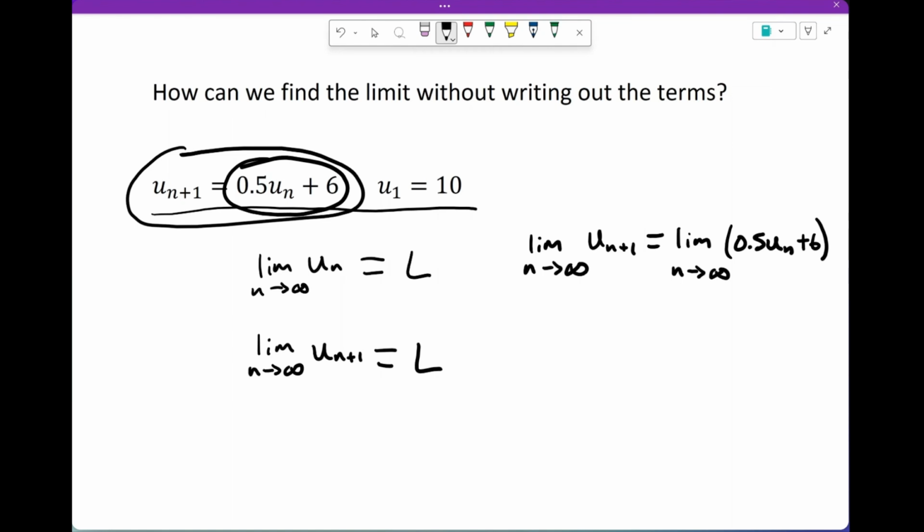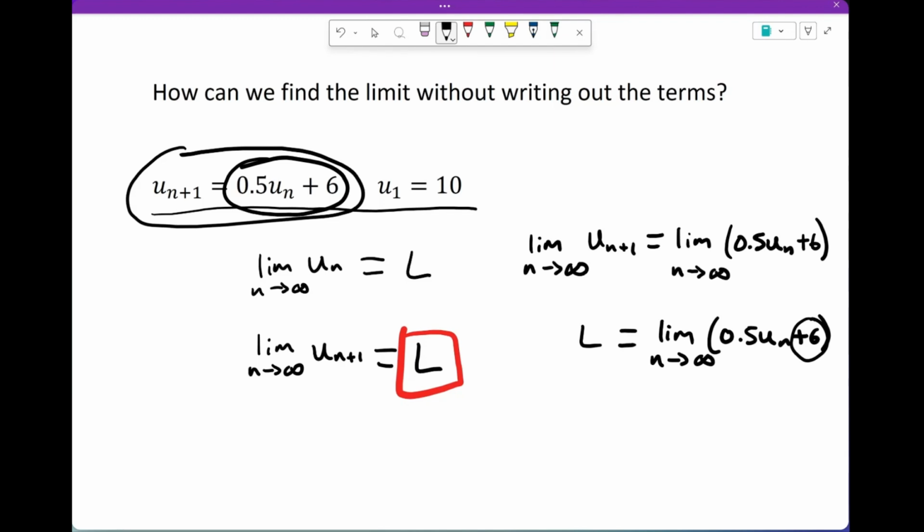Now let's have a think about what I can do with this equation here. Well, we know that the limit of un as n tends to infinity is just equal to L. So therefore, I can replace that with an L. Okay, so I would write L is equal to the limit as n tends to infinity of the 0.5 un plus 6. Now let's have a play around with the right-hand side. The first thing I know about the right-hand side is this plus 6 does not involve any n. Therefore, we can take this out of our limit because it's not influenced by the n going to infinity.